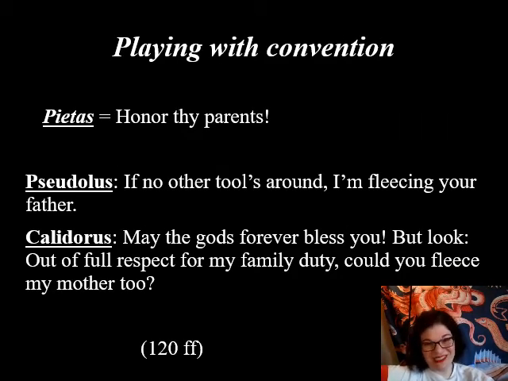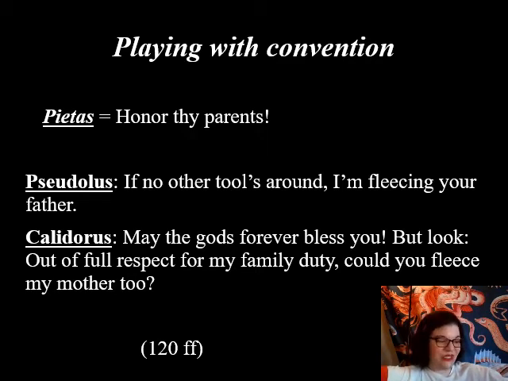Another thing that Plautus likes to do that doesn't translate as well because it's a Roman value is he plays with conventional Roman family values. For instance, pietas. There's this one moment where Pseudolus is talking to Calidorus and they're plotting to steal money from Calidorus's father. Pietas, right, is about honoring your family, the gods, and your country, not necessarily in that order. Pietas is really important to Romans. Real Romans are supposed to care very much about pietas. But Pseudolus starts off saying, well, if no other tool's around, I'm fleecing your father.